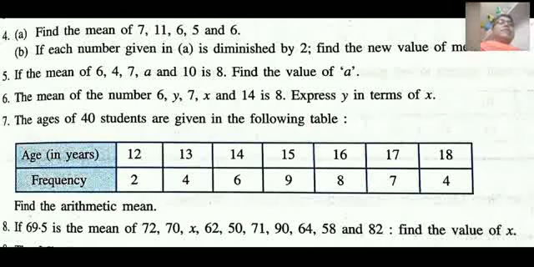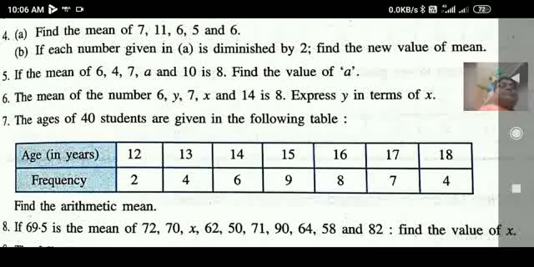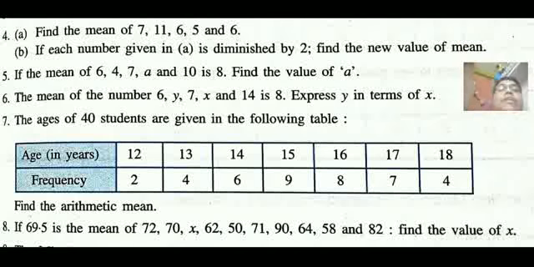Now some exercise questions for you. The questions here: find the mean of 7, 11, 6, 5 and 6. If each number is diminished by 2, what is the new mean? The next question: if the mean of 6, 4, 7, A and 10 is 8, find the value of A. The mean of 6, Y, 7, X and 14 is 8. Express Y in terms of X.